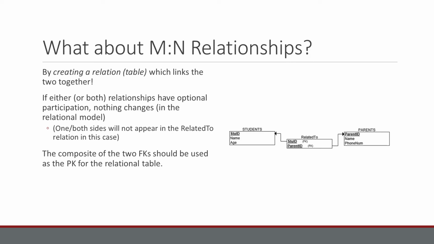There are a couple things to keep in mind here. All tables still need a primary key, and in this case, the primary key is going to be the combination of both foreign keys. It is completely legal to have a foreign key also act as a primary key. The other thing is that we don't need to consider optional relationships at all when we deal with an M-to-N relationship. If we have, for some reason, a student with no parents in our database, that student just won't be represented in the related to table.